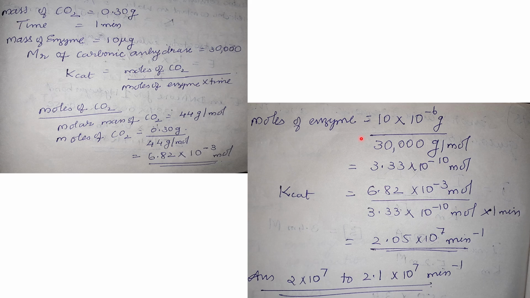Now calculate the moles of enzyme. They have given the mass of enzyme as 10 microgram. So convert it into gram: 10 into 10 raised to minus 6 gram, divided by the molecular weight, which they have also given, that is 30,000 grams per mole. So you will get a value. Now substitute in the Kcat and you will get 2.05 into 10 raised to 7 per minute. So that will be 2 into 10 raised to 7 to 2.1 into 10 raised to 7 per minute.